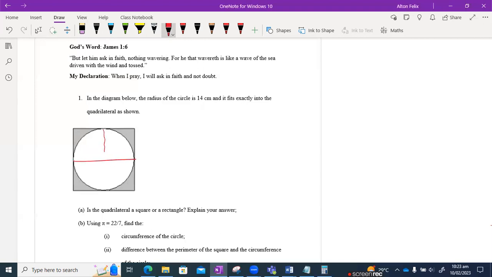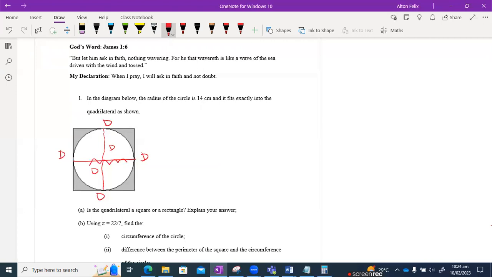So if I were to draw the diameter horizontally and vertically as shown by the two red lines, remember the diameter here will be the same as these two sides in length, and the diameter going across will be the distance for here and here. So you notice how all four sides of this quadrilateral are of the same length, and that is the property of what? Of a square.